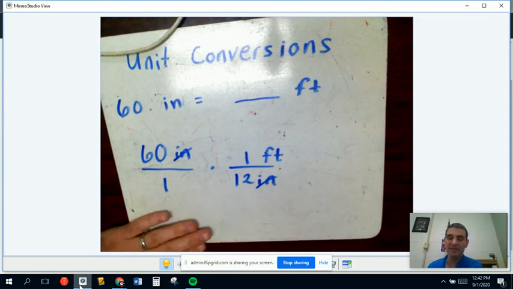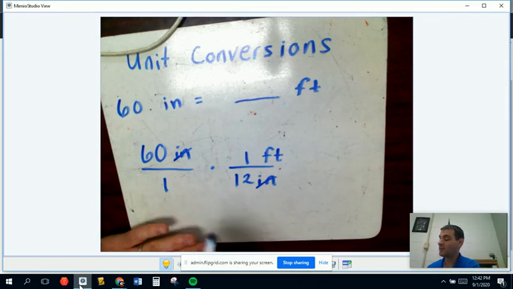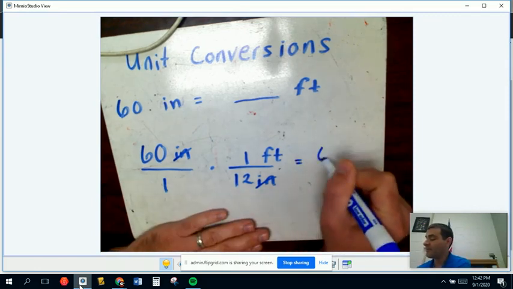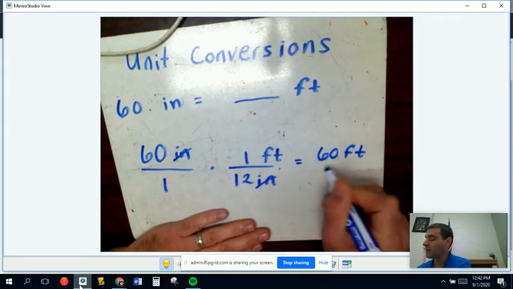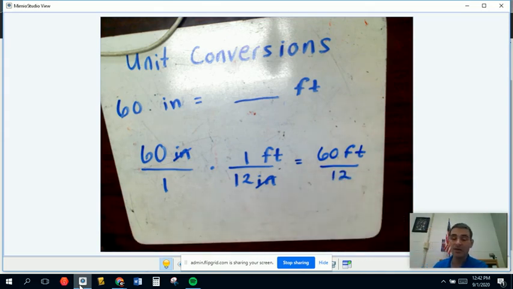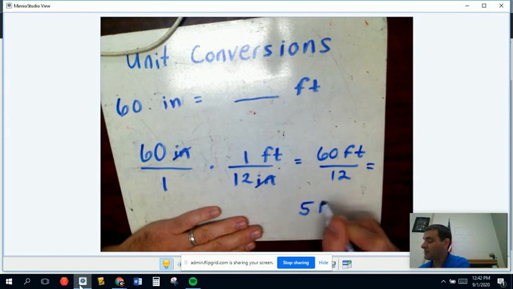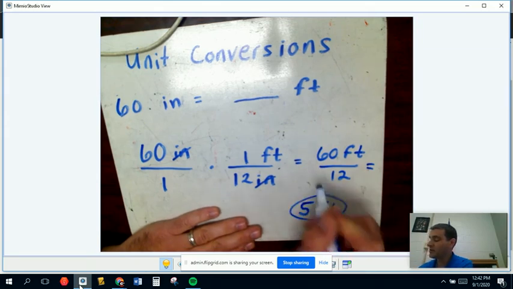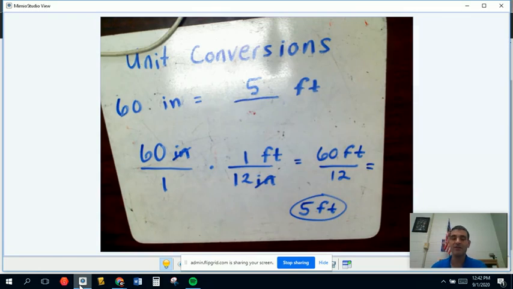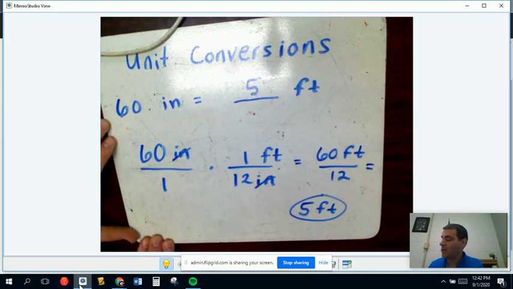Again, we're multiplying by something whose value is 1, but this time the 12 is on the bottom. So when I multiply straight across, I get 60 feet over the number 12. So now I'm prompted to divide, and that's going to give me 5 feet. So 60 inches is equivalent to 5 feet. So with this method, it may seem a little bit overkill, but it does save you from having to know whether you multiply or divide.